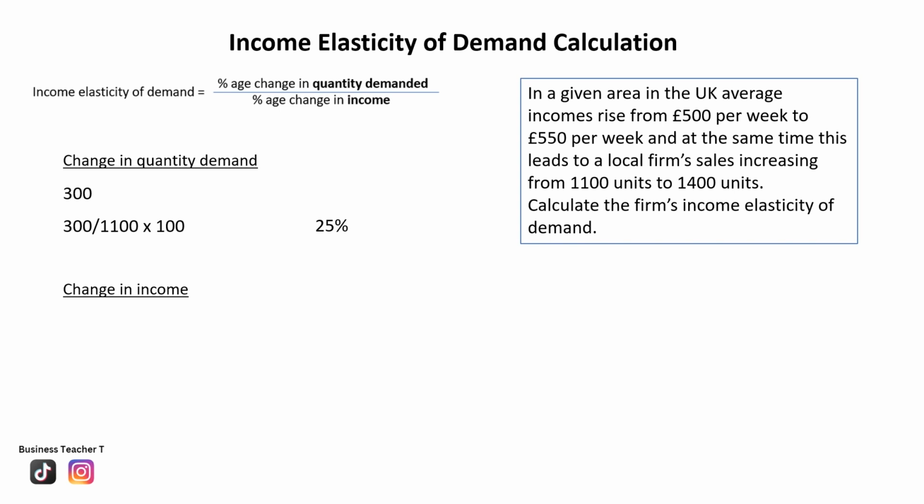Let's now calculate the change in income. So we know that there was a change in income from £500 to £550. So that's a difference, that's a change of £50. And we need to divide that by the original and times that by 100. And the original was £500. And that gives us an answer of 10%.